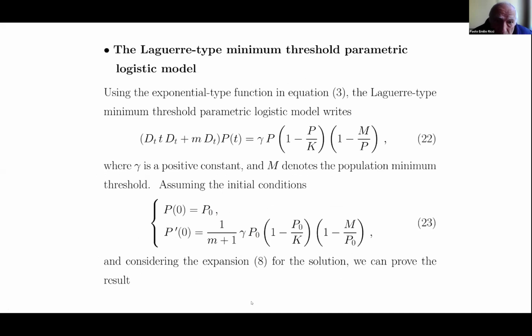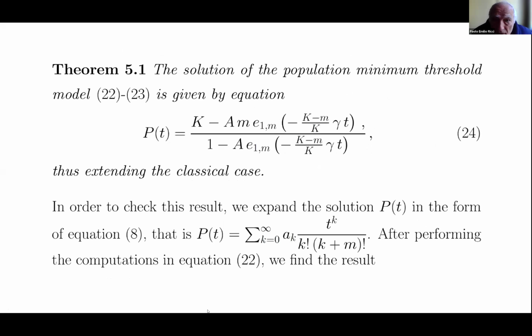The curve of the logistic type is obtained using this operator, and you have only to put the initial conditions in this form: P of 0 is P0, and P prime is 1 over m plus 1 times this expression in P0. Considering the expansion we have shown before in equation 8, the solution of the population minimum threshold model is given by this equation. In this case, it's similar: instead of the Laguerre-type exponential, we put the eigenfunction of our operator, which is given by the expansion in which e sub 0 is equal to 1.